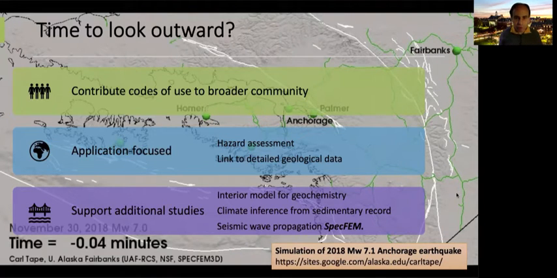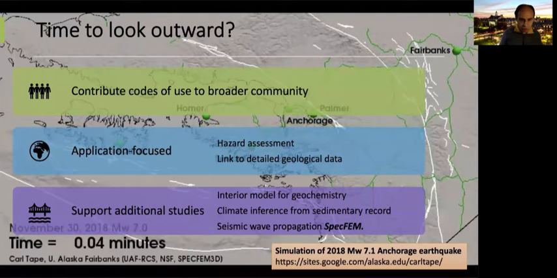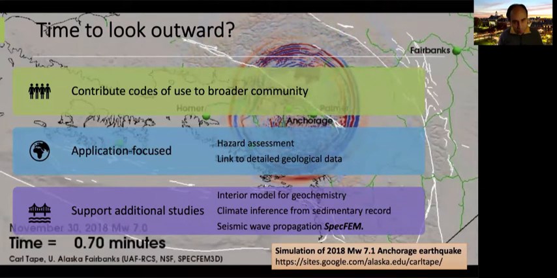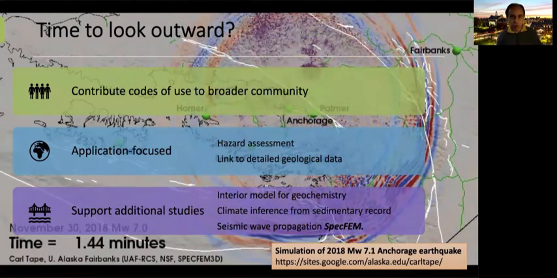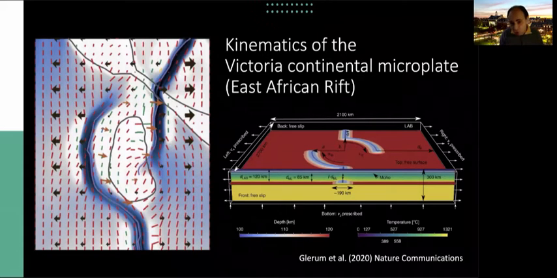The one example that CIG has done very well on this is certainly SpecFem, which is used by the seismological community. It is not just made by geodynamicists, and it certainly has a broader reach. One recent example of what can be done with this approach has been published by Anna Glerum and others earlier this year. They have developed a model of the Victoria continental microplate in the East African Rift. This model is based on the geology, and it can be compared with GPS and stress measurements in the region, which is very useful.